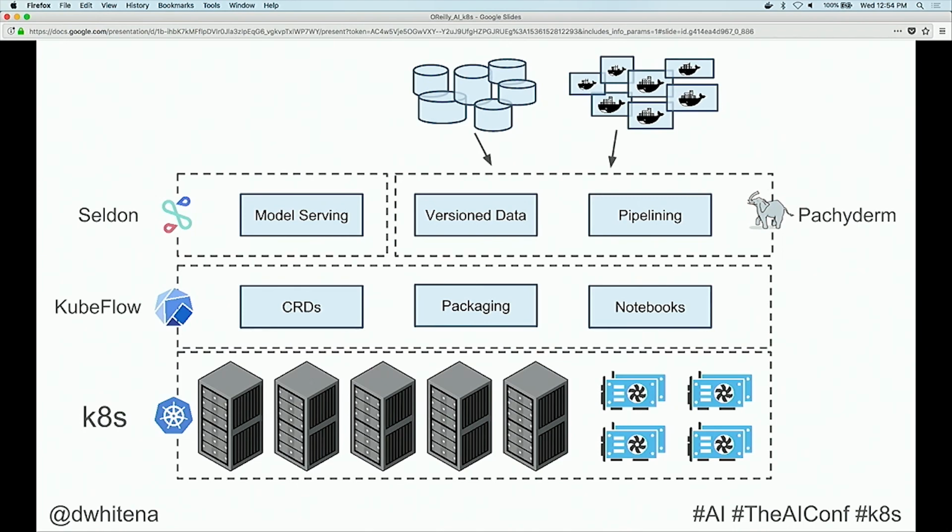So we're going to use Pachyderm for the versioning data and pipelining piece, and we're going to use Seldon for the model serving piece. We'll get into more of the details about those here in a second, but before we do that and we leave this world, are there any more general questions about this suite of tooling?